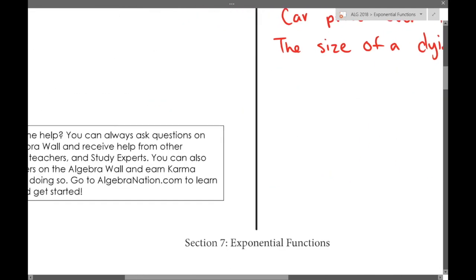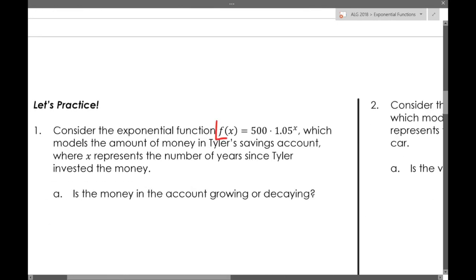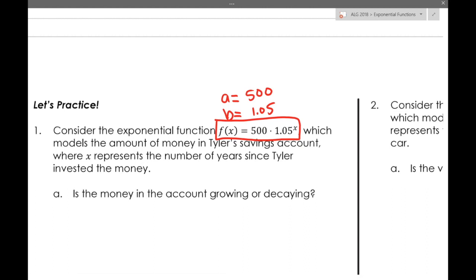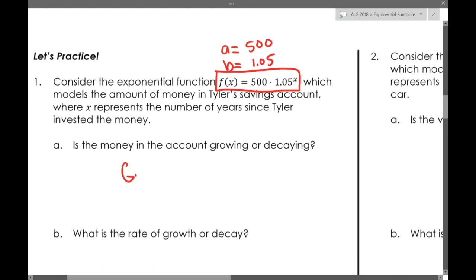So let's look back at my problem. The problem says f of x equals 500 times 1.05. So my a in this problem is 500. My b in this problem is 1.05. And what we just read was that if my b is greater than 1, it would be considered a growth. So this right here is growing because b is greater than 1.